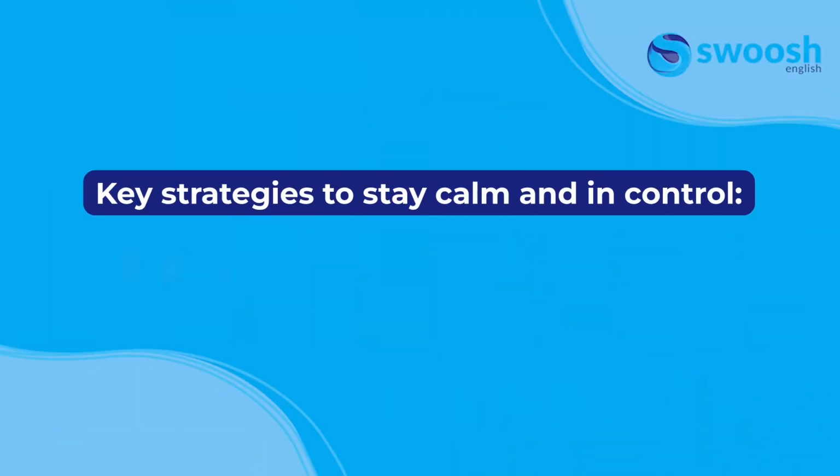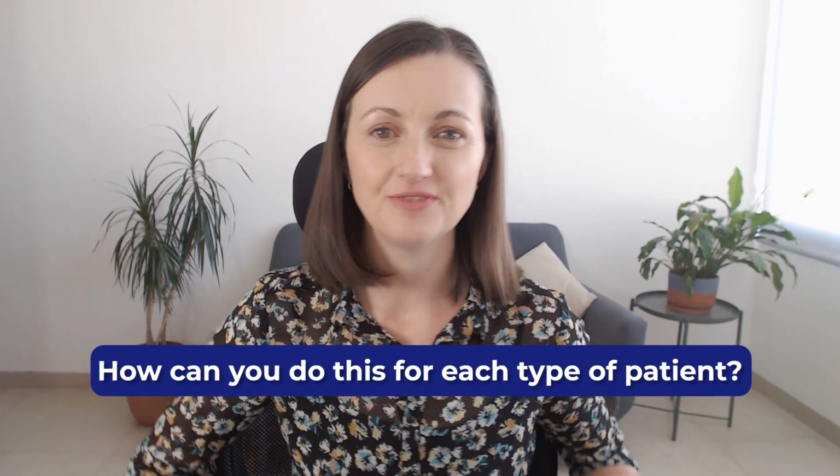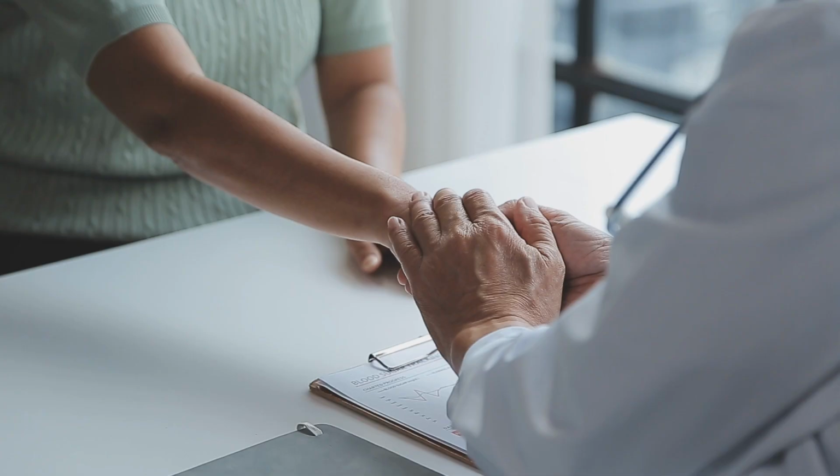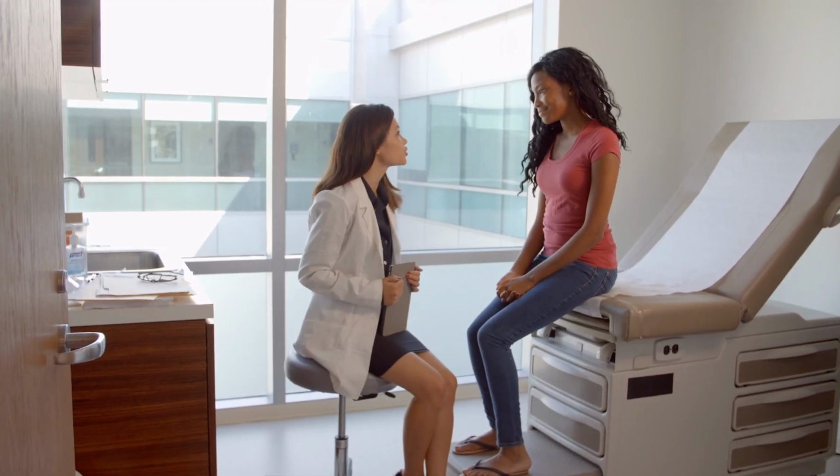The next tip is to clarify and provide solutions. How can you do this for each type of patient? Well, if they're angry, make sure that you begin by apologizing and then focus on resolving the issue. Reassure them that you're there to help and offer solutions to their problem. If the patient is anxious, start by reassuring them and then make sure that you go step by step through whatever it is they're anxious about. If it's a medical procedure, explain it step by step so that they can understand what's going to happen.